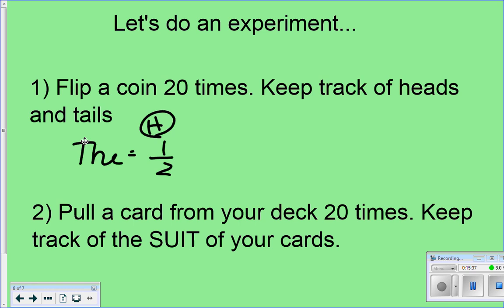Now please don't steal my quarters, because I use these for washing my car. Yep, find your experimental probability. From your experiment, how many times did you flip heads and tails? It is a tails again. Every time you drop it on the floor, it's a tail.